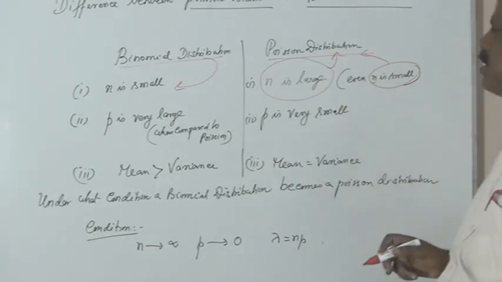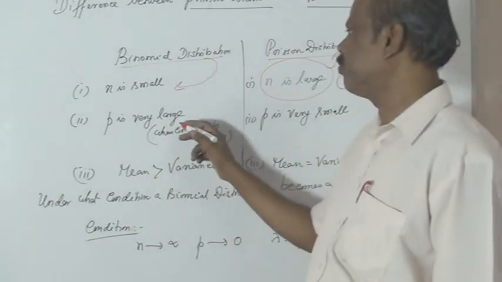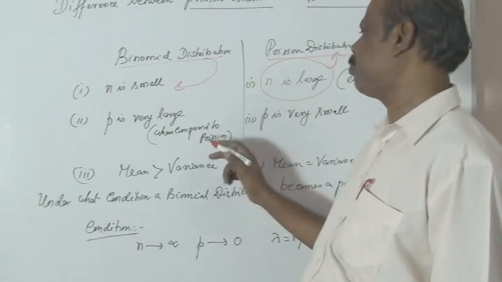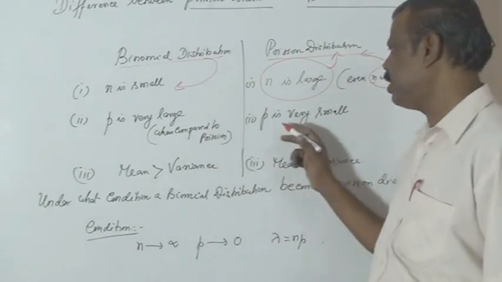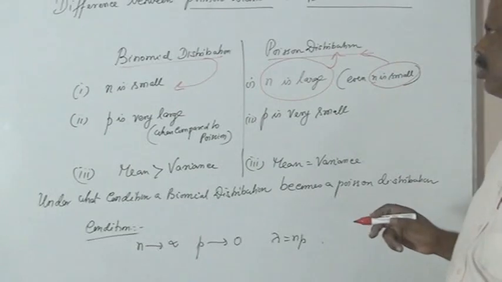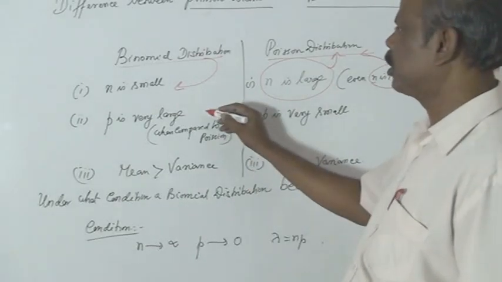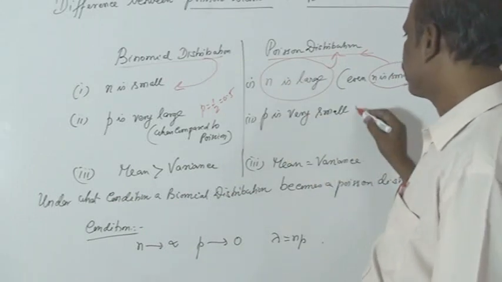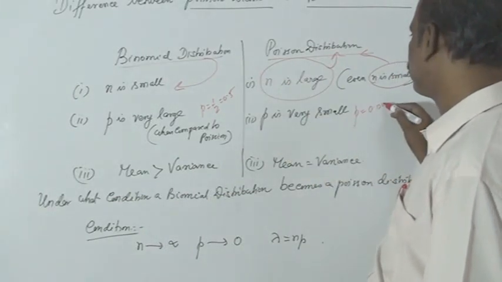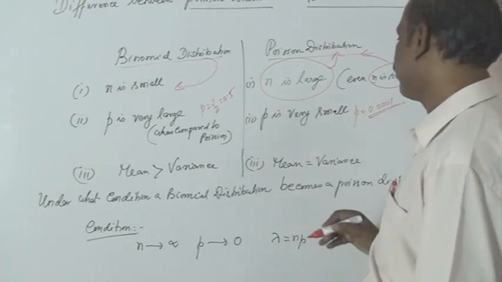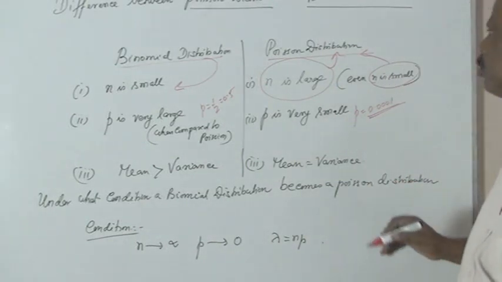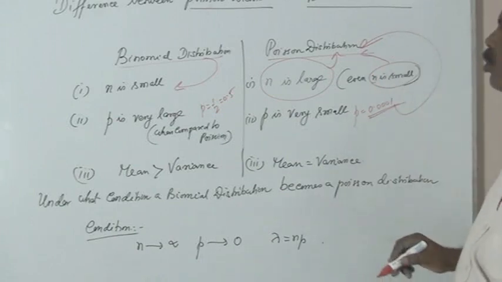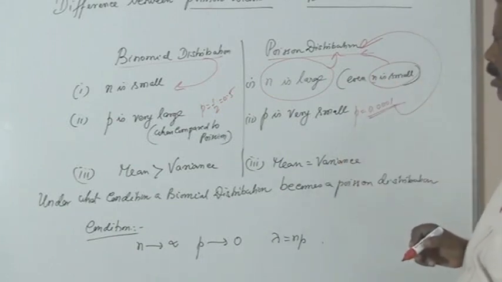The second point is, in binomial distribution the probability value p is very large when compared to the probability value p in the Poisson distribution. Here p is a very small value. Suppose in the case of binomial distribution, p is equal to 1 by 2, which means 0.5. Here the probability value may be 0.001. Even if the probability value is a very small value, we have to use only a Poisson distribution. So we can't use binomial distribution here.